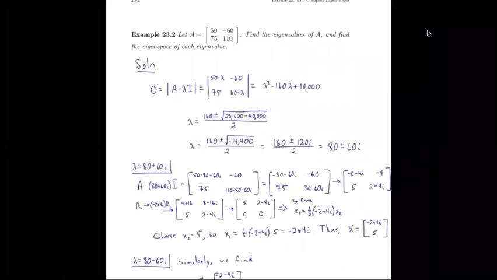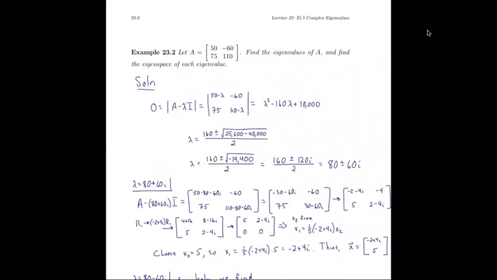So we're given a matrix A here, 50, -60, 75, 110 by rows. It's a 2 by 2 matrix. We're asked to find the eigenvalues and the eigenspace of each eigenvalue. So the usual: 0 is equal to the determinant of A minus lambda I. So we've subtracted lambda along the main diagonal. We take the 2 by 2 determinant. It's pretty easy to do. We get this characteristic polynomial out. Our characteristic equation is this polynomial equals 0.